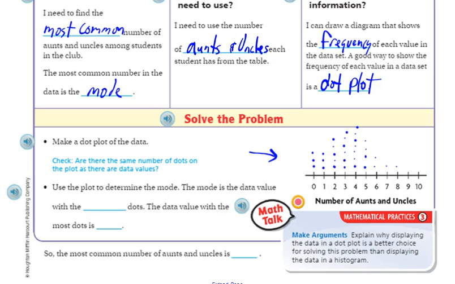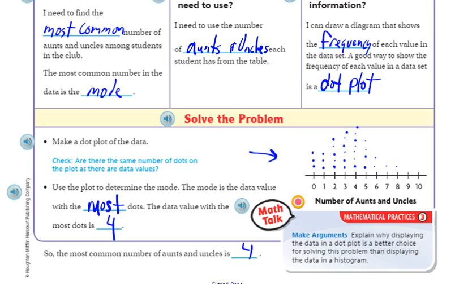Check out these values here. I have 3 on the 0, 3 on the 1, 5 on the 2, 6 on the 3, 7 on the 4, 4 on the 5, 2 on the 6, 1 on the 7, and the 8. Make sure that matched up. Use the plot to determine the mode. The mode is the data value with the most dots. The data value with the most dots is the 4. So the most common number of aunts and uncles is 4. We used the dot plot to organize the data and answer a question.